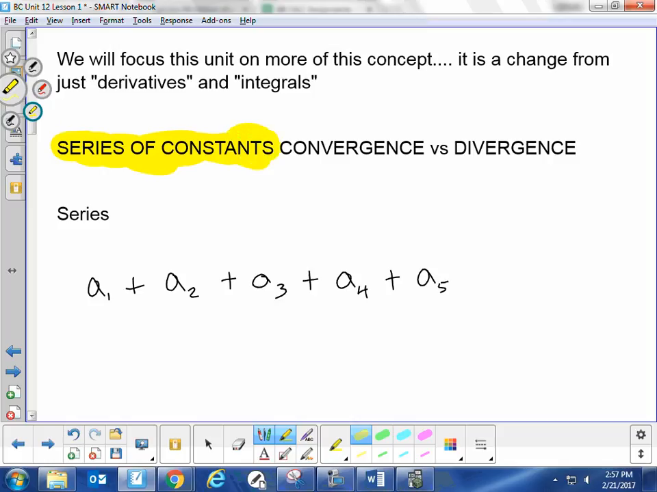Now, this is a series. What is a series? It's just the summation of a bunch of terms. I list them as A's, but they can be numbers, like 1 plus 2 plus 3 plus 4 plus 5, or 1 half plus 1, or 1 plus 1 half plus 1 third plus 1 fourth, stuff like that.